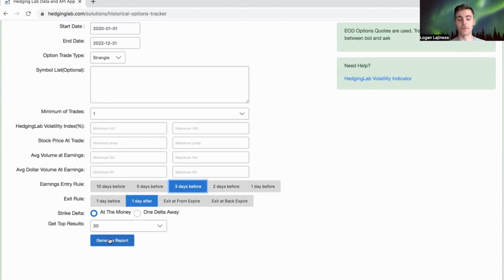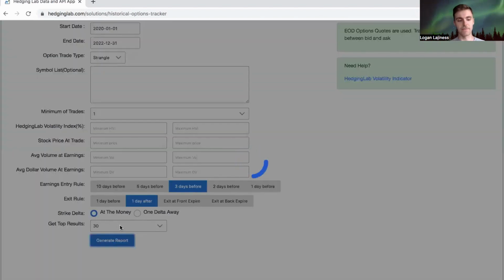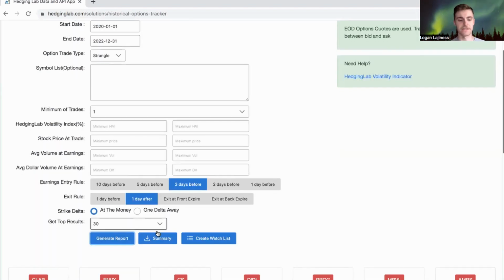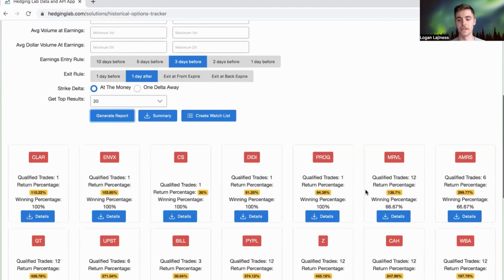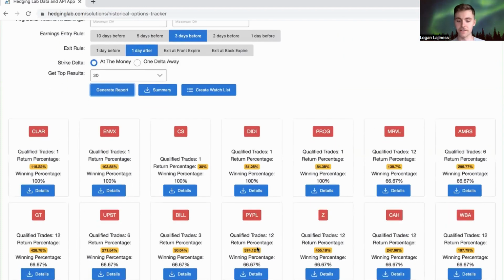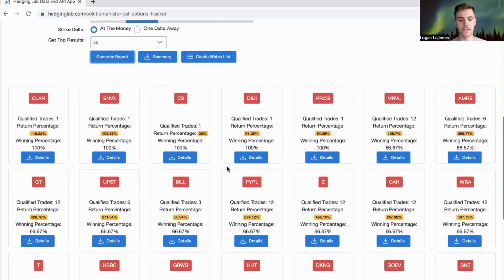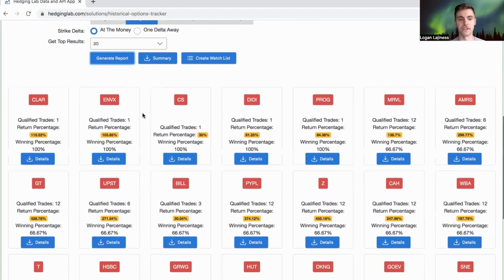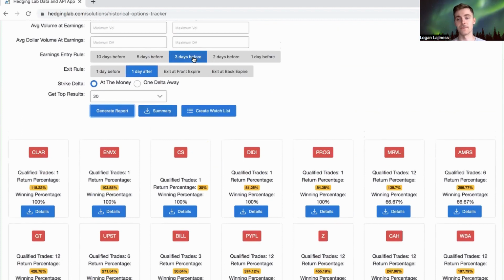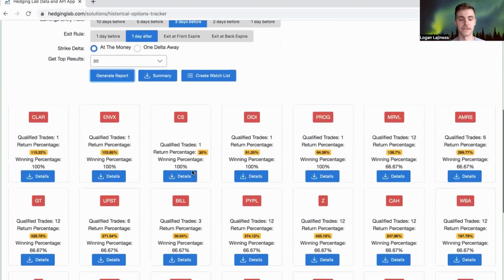If you hit generate report and you get the top results of the last 30, it actually shows you all of these stocks. PayPal, here's one here. That's a very popular trade. If you take a look, it shows you the winning percentage of the strangle. If you were to take it 3 days before earnings, you exited 1 day after, and your strike delta was at the money.